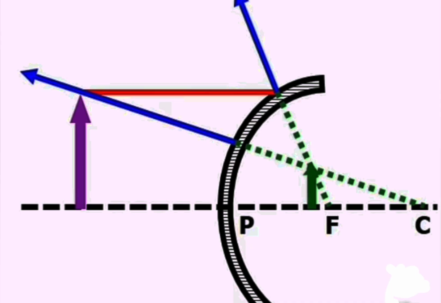We are using rule 1 and rule 3. Object position is between infinity and pole, that is anywhere in front of the mirror. Image position is between focus and pole behind the mirror. Then what is the size of the image? Size of the image is diminished and nature is virtual and direct. Virtual and direct image will form between pole and focus behind the mirror.